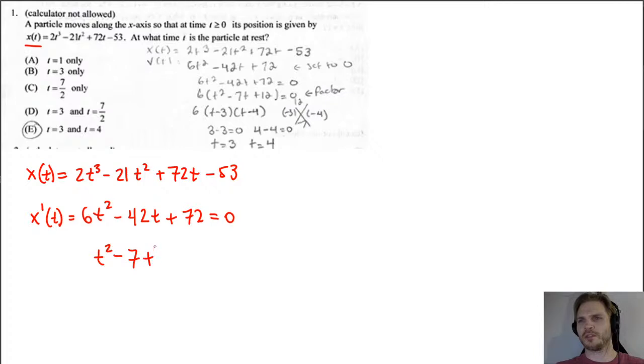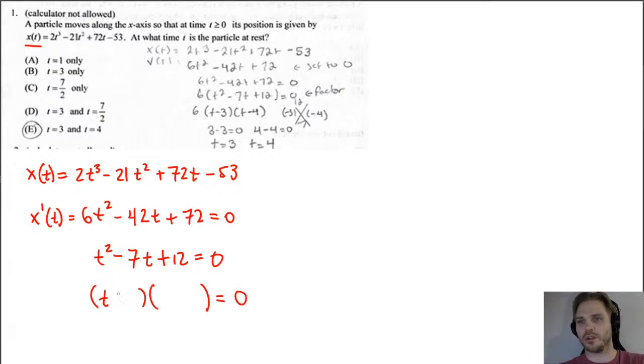7 plus, what would this be, 10, 12? Can't math, plus 12. Okay, so let me make sure I did that. 6 divided by 6 is 1, 42 divided by 6 is 7, 72 divided by 6 is 12. Okay, boom. All right. And then let's try to factor this. I think, oh yeah, we can factor this.